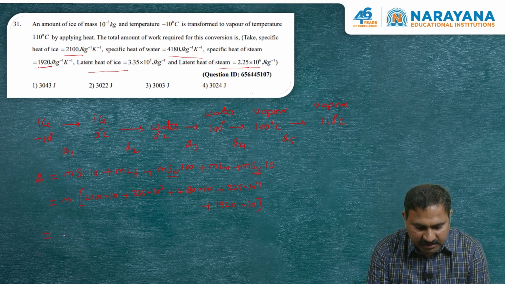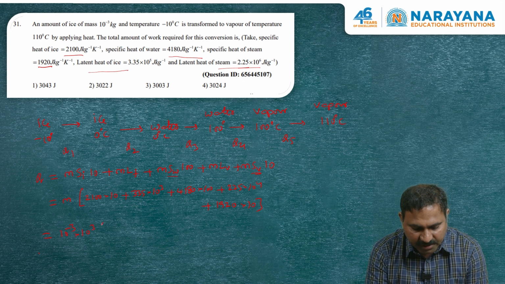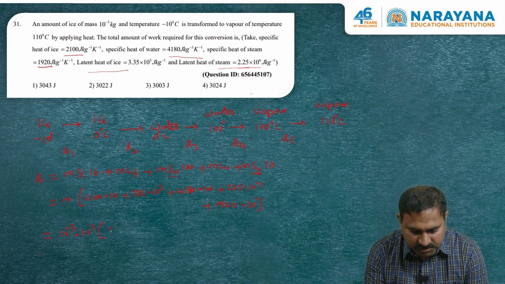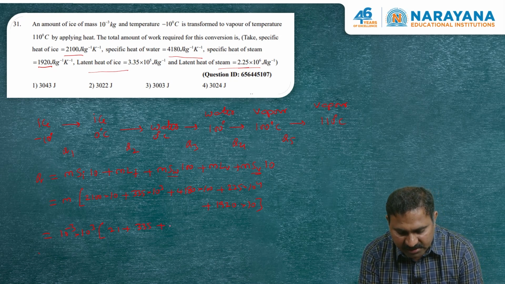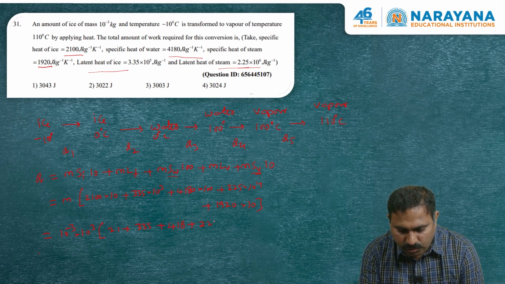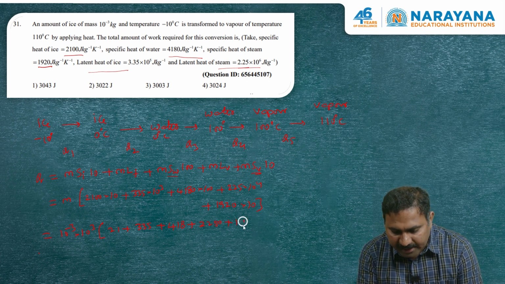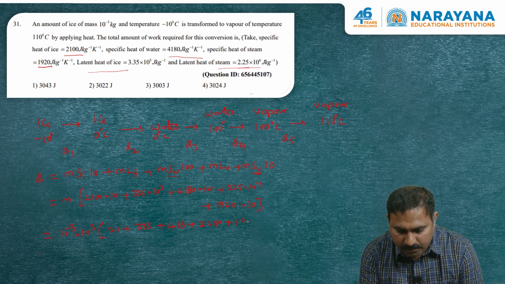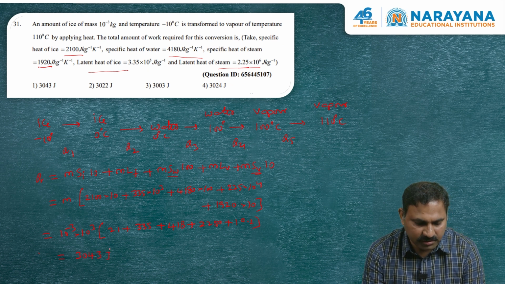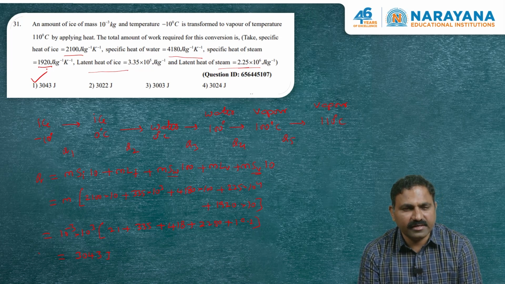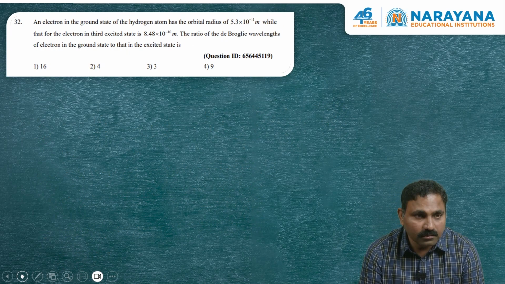So, substituting the value of m as 10 power minus 3 and taking 10 power plus 3 common, it comes out to be 21 plus 335 plus 418 plus 2250 plus 19.2 here. Adding all this we will get 3043 joules. So, it is given with option 1. Let us go to the next question.